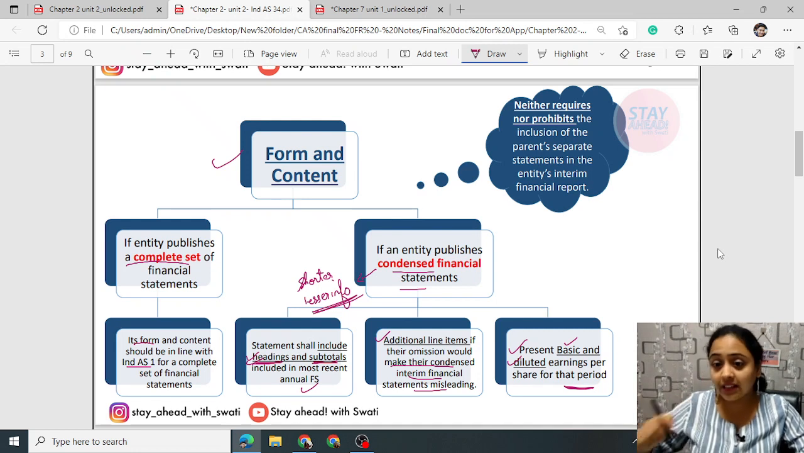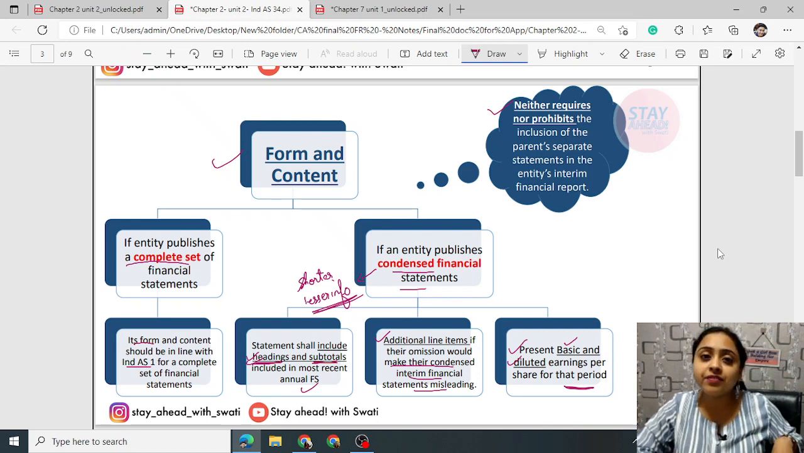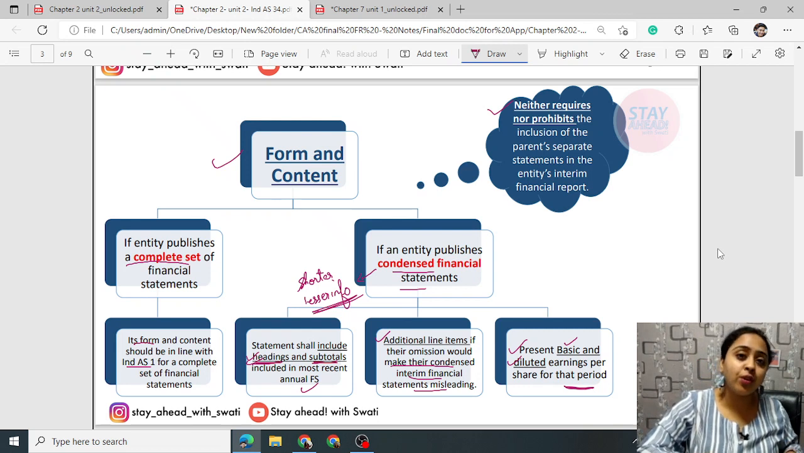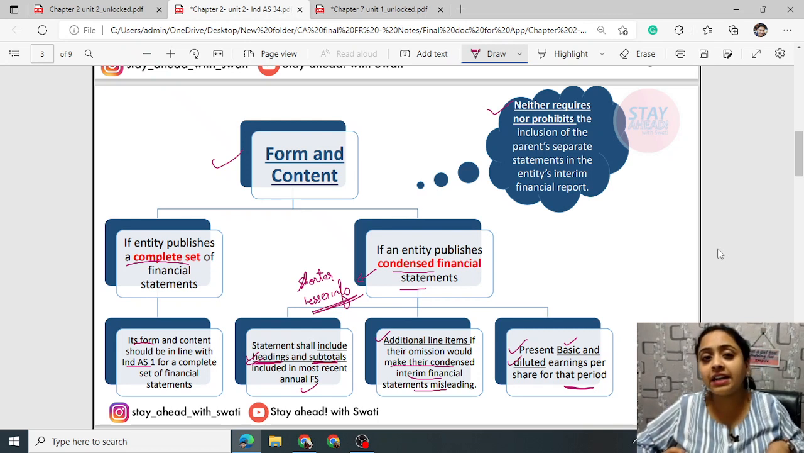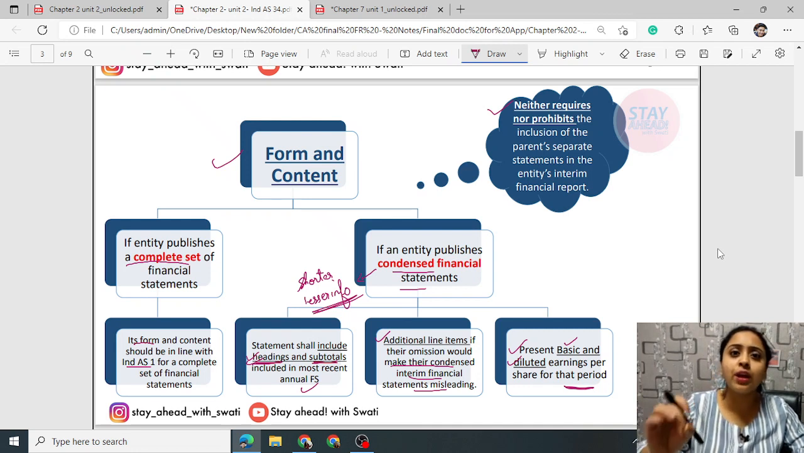Okay, the standard neither requires nor prohibits inclusion of the parent's separate statement in the entity's interim financial report. The standard does not require that you include and consolidate the parent's financial statements, nor does Ind AS 34 say that you cannot include the parent entity's financial statements. It neither requires it nor prohibits it.